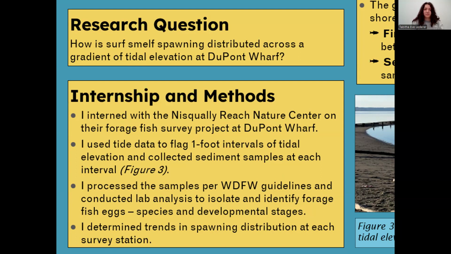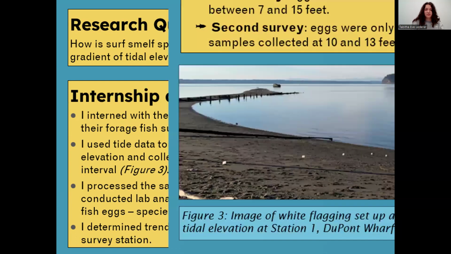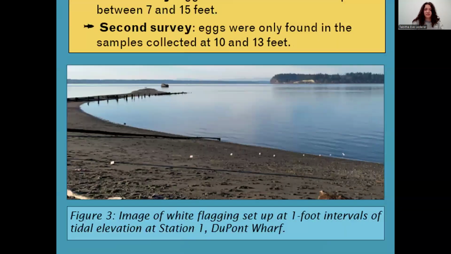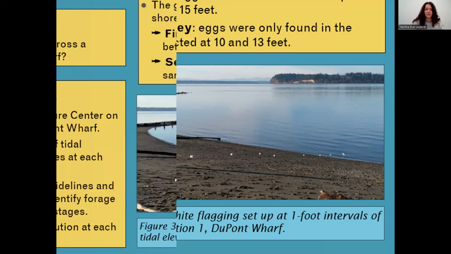For my independent research project, I used tide data from an online tool that keeps track of tide information to mark 1 foot intervals of tidal elevation, and then I collected single scoop sediment samples at each interval. This image shows white flagging that I placed at each interval of tidal elevation at Station 1. I marked each foot between high and low tide, which resulted in a total of 10 samples.